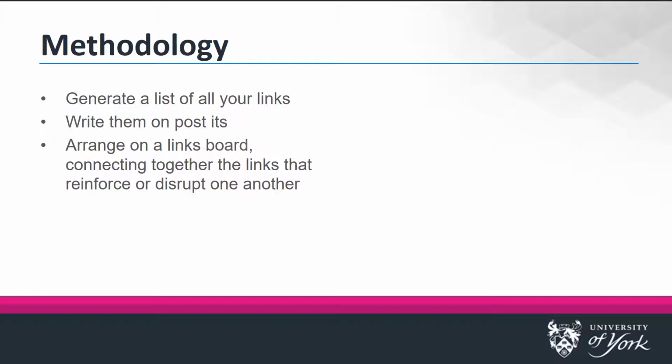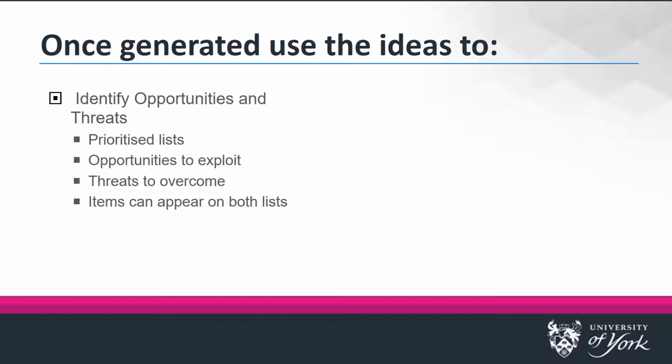So from all of the different things we talked about today, from your PESTLE, from your four links, from your competitive environment, from all these sorts of things, what are we trying to do? Well, the aim actually is to identify the opportunities and threats that will be generated from that. You must produce prioritized lists: opportunities to exploit, threats to overcome. Items can appear on both lists. They can be both opportunities and threats.